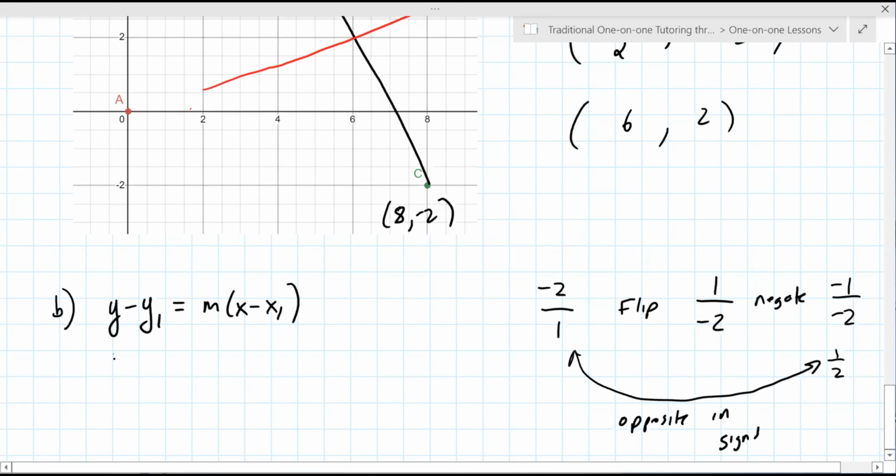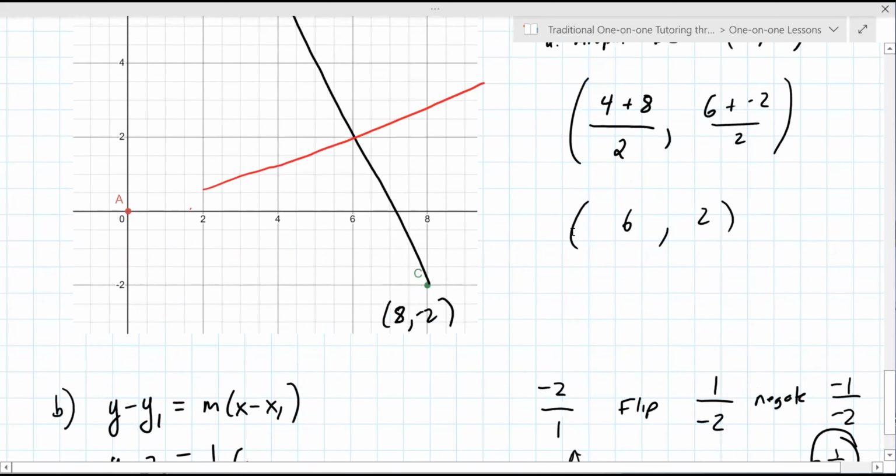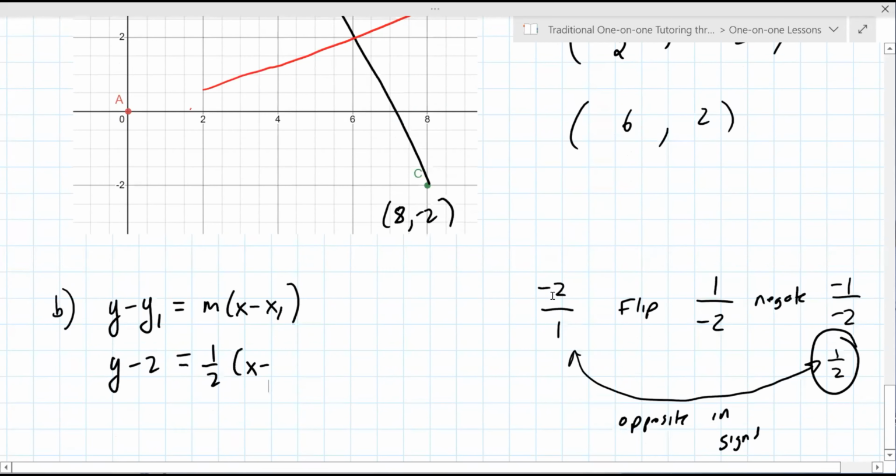That's right. So then, y minus 2 equals, what's the slope? 1/2, parentheses, x minus 8. Where are you getting 8? I mean x minus... my bad. We don't want to use 8. We want to use the midpoint. y minus 2 equals 1/2 times x minus 6. All right.